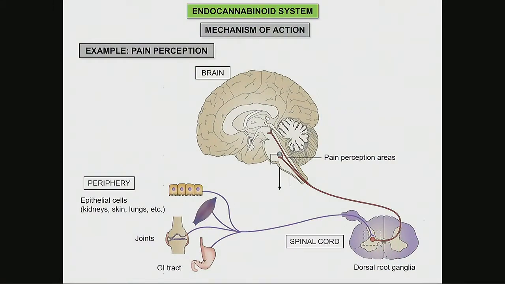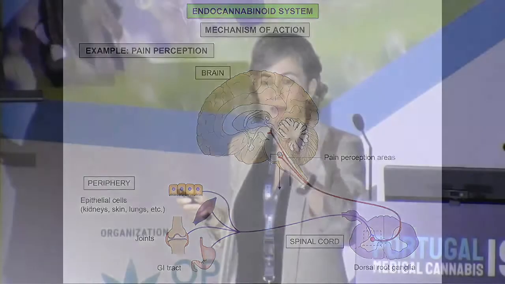So this is just an example, and someone else is going to talk about pain in detail. This is just an example for you to see that when we work with cannabinoids, we are targeting many different functions. As a result, we have a very, very efficient therapeutic response. So the example is focused on pain and how we perceive pain.